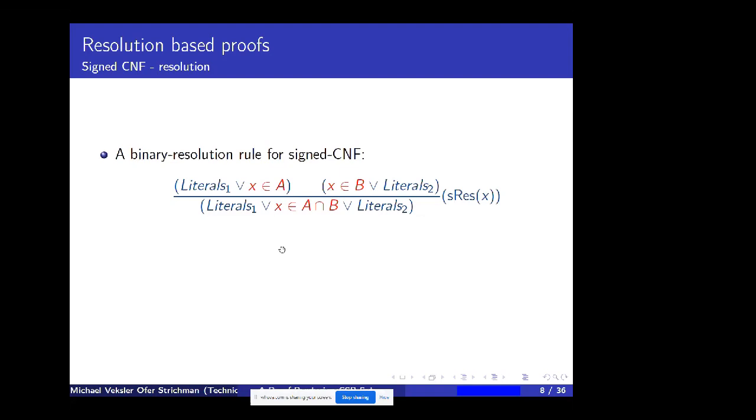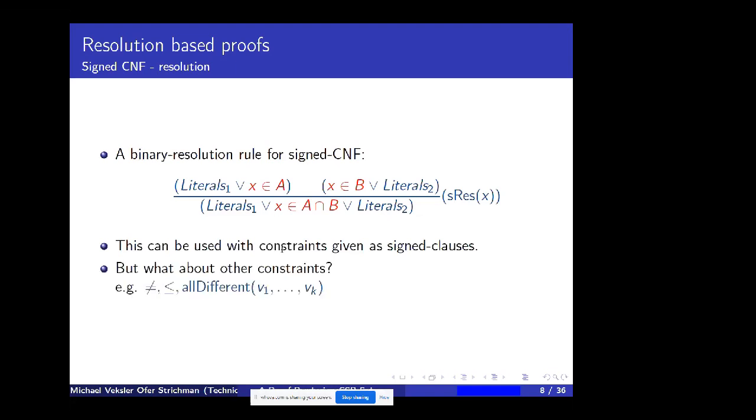So literals 1 or literals 2, or this joint variable has to be in the intersection of these 2 domains. Okay, this is a very natural extension of resolution. So this rule can be used with constraints given as signed clauses. But this still doesn't tell us what we do in the presence of other types of constraints, right?